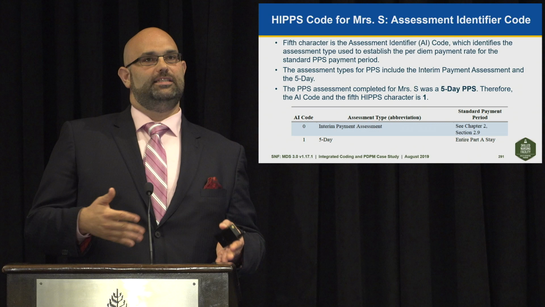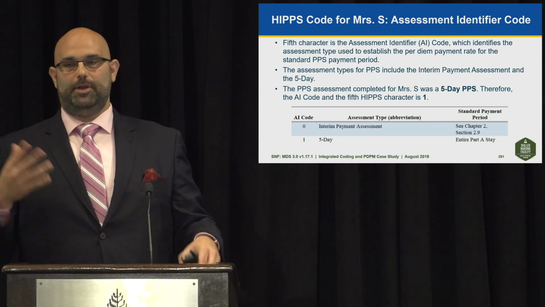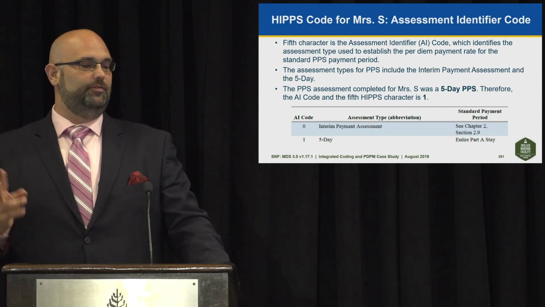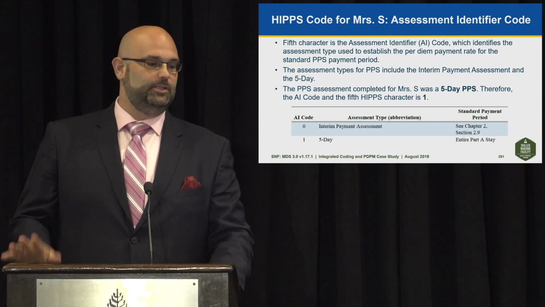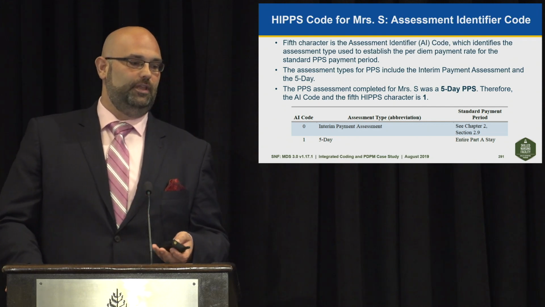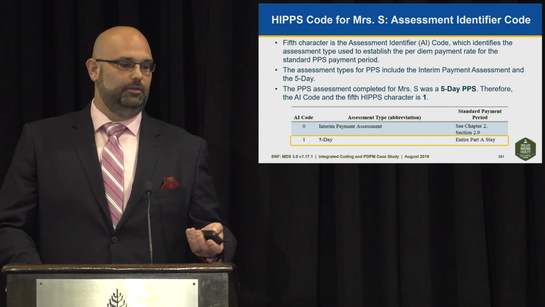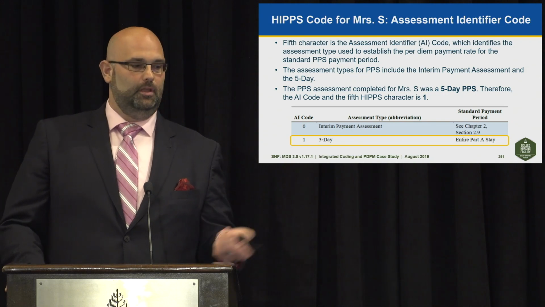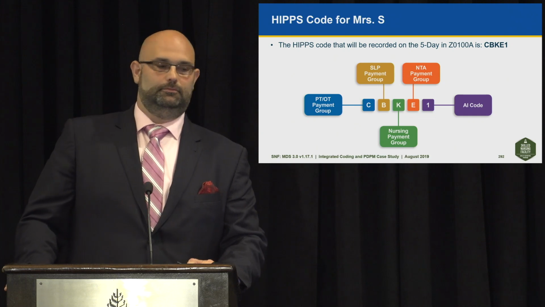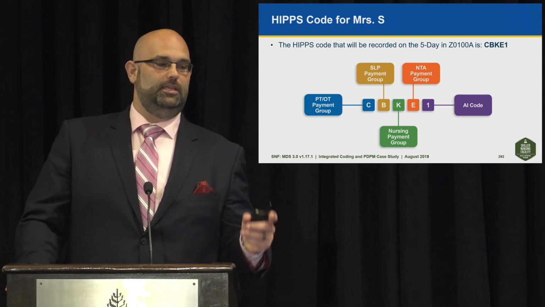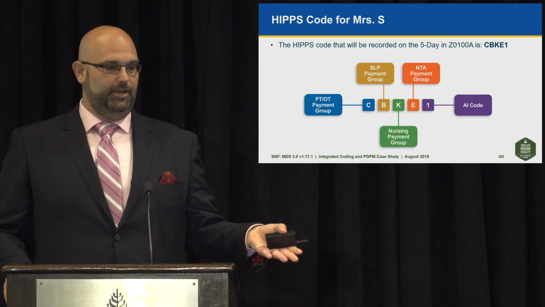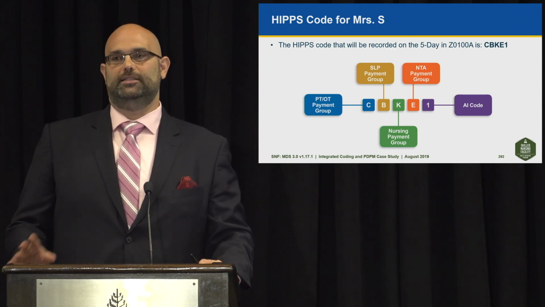The last part of it is the assessment indicator. There are only 2, as compared to all the ones we have under RUG 4. It's either a 5-day or an interim payment assessment. Here, we're talking about a 5-day PPS assessment, and therefore the 5th HIPS character, which is the assessment indicator, would be a 1. Put all of those 5 things together, you get this HIPS code, which could be CBKE1 or C1, depending on the COPD. But here, we have CBKE1 as the HIPS code for this person.